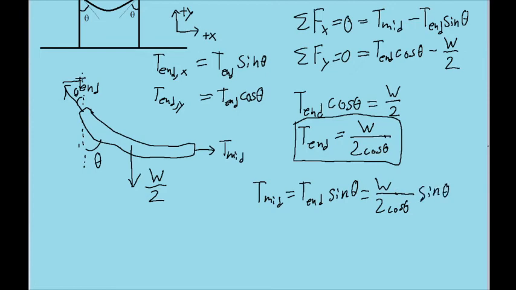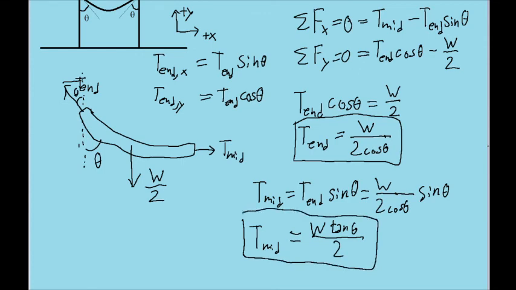The sine of theta is in the numerator and cosine of theta is in the denominator. So if we want to simplify this further, we can replace that with the tangent of theta, since tangent of theta is defined to be equal to the sine of theta over the cosine of theta. So the tension at the middle of the rope is equal to the weight times the tangent of theta divided by 2. And that is our tension at the middle of the rope. So with that, we now have the tensions at both points in the rope.